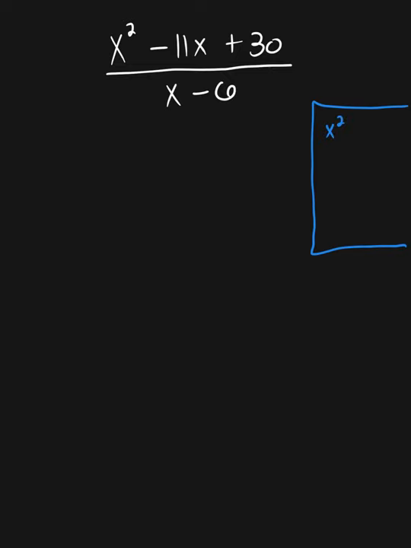So I'm going to take x squared minus 11x plus 30, and I'm going to do my box method. I'm going to put it in a box. I can see x squared and 30. And I say, what multiplies to 30 and adds up to negative 11?